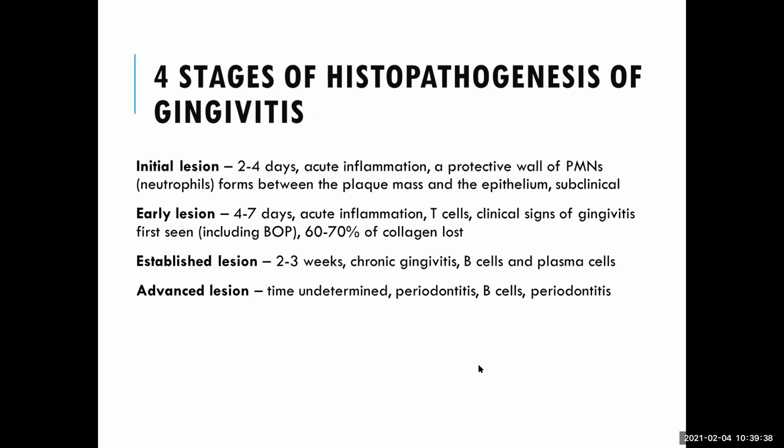Then you've got your early lesion, which is 4 to 7 days. That's acute inflammation. Your T cells, which you're going to get into in pathology. The clinical signs of gingivitis are first seen. 60 to 70% of the collagen is lost. Okay, so early lesion: the initial lesion you don't see, the early lesion is just starting to show gingivitis. The established lesion is 2 to 3 weeks old. That then turns into chronic gingivitis. And then you've got your advanced lesion, which is an undetermined time. That turns into periodontitis, with apical migration of the junctional epithelium.